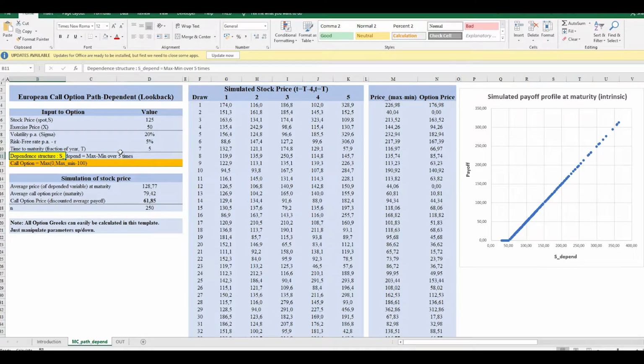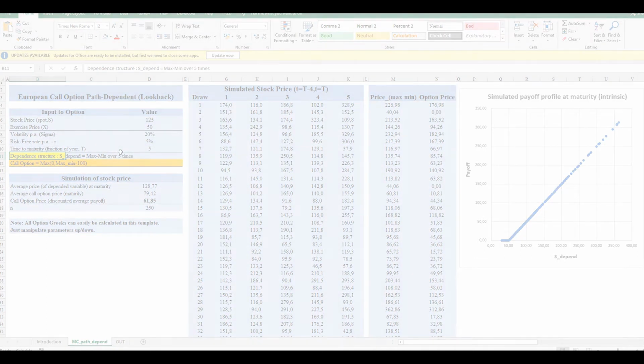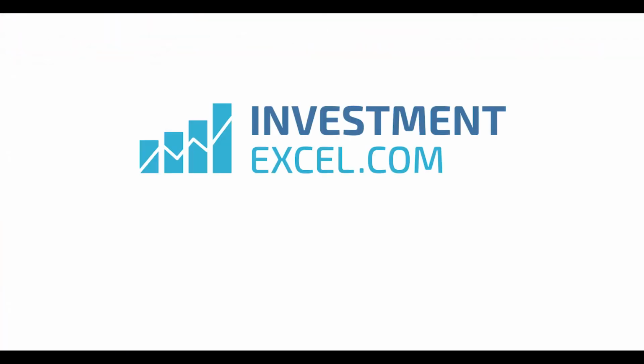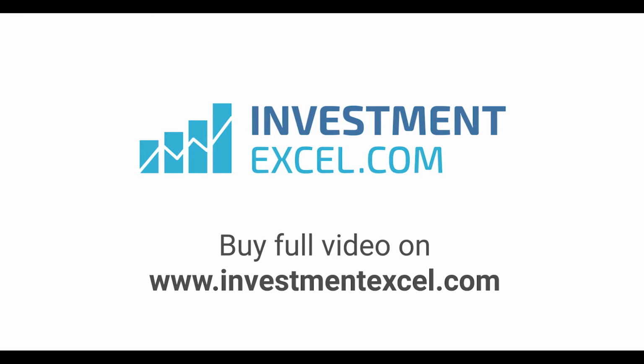And then the dependent structure is defined as the maximum observed price of the underlying stock minus the minimum price observed of the underlying stock. And this calculation is done 5 times, once each year at a predefined date in the year. Doesn't really matter here, it's just once a year. So the call option value, the intrinsic value at maturity, and remember it's European, so it's only relevant at maturity, is the maximum of 0.